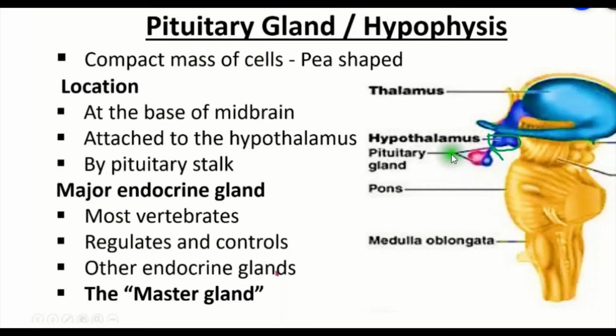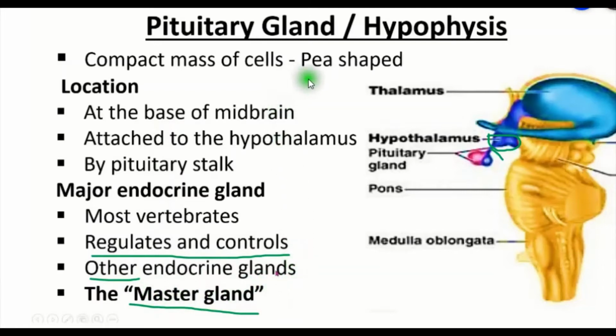Now, children, this pituitary gland is the major endocrine gland. It is known as the master gland. Why is it known as the master gland? Because it regulates and controls all other endocrine glands. So this pituitary gland regulates and controls other endocrine glands, and so it is known as the master gland.